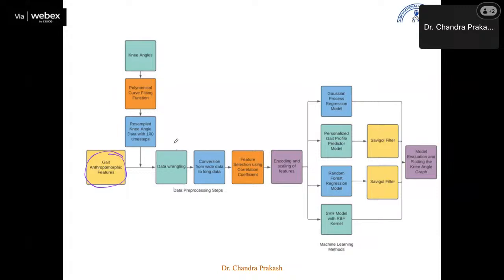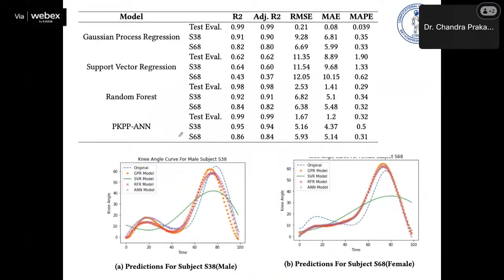So based on that, let's say I'm considering the knee angle, then we apply different methods such as Gaussian process regression. We come up with the random forest. We also apply the SVR with the RBF kernel. Then after that, we apply the filters so that we can come up with a smooth output. So as you can see over here, we apply these different models: Gaussian process regression, support vector regression, and random forest.